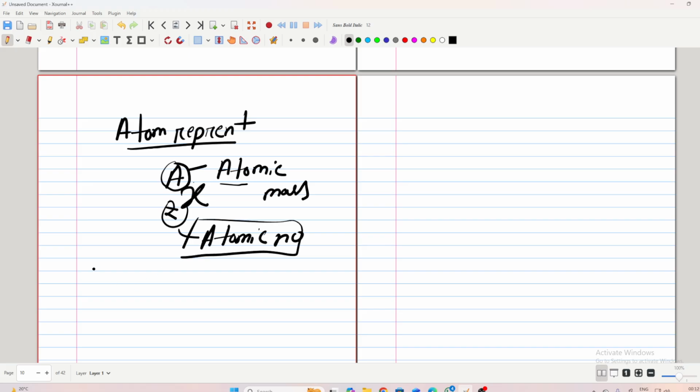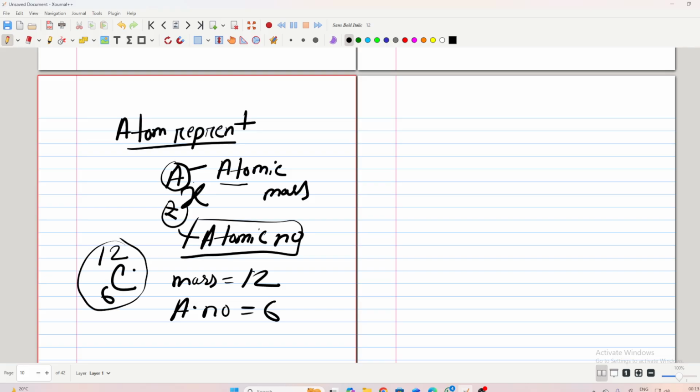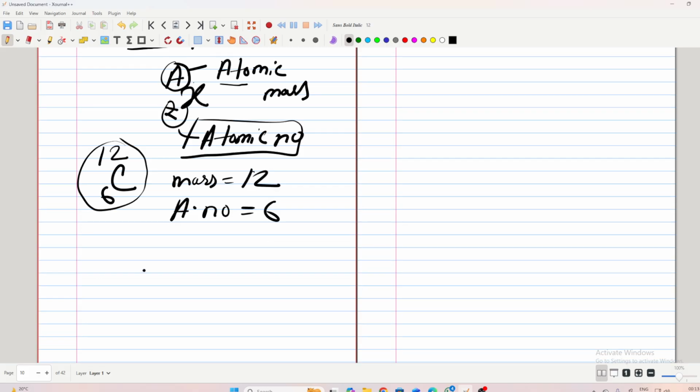For example, if we take carbon, the atomic mass of carbon, we know, is 12. So 12 is written on the head, and atomic number is 6. So it is written under the symbol C. So this is how we represent an atom. Am I clear? How do we represent?